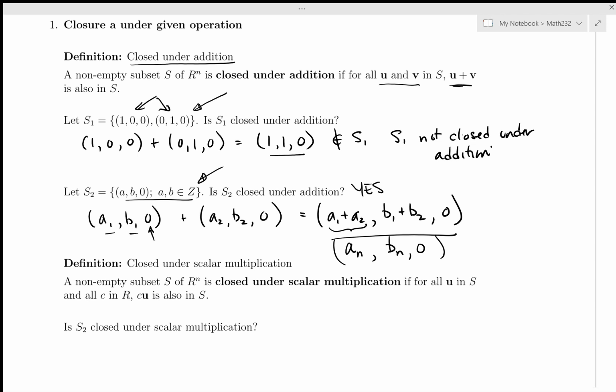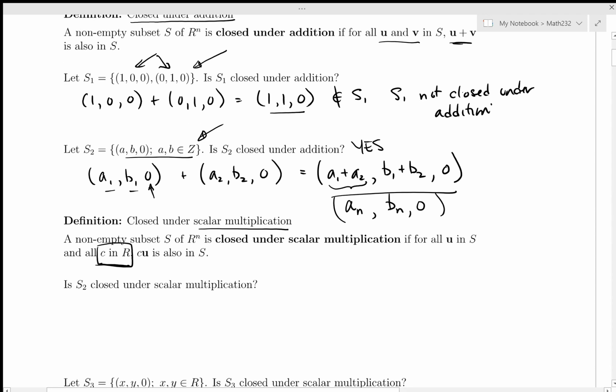Okay, we have a similar idea, this time closed under scalar multiplication. It's the same idea, but when we ask if something is closed, we have to understand under what operation we are talking about. A set S is closed under scalar multiplication if for every vector in S and all c in R, the vector formed is also in S.